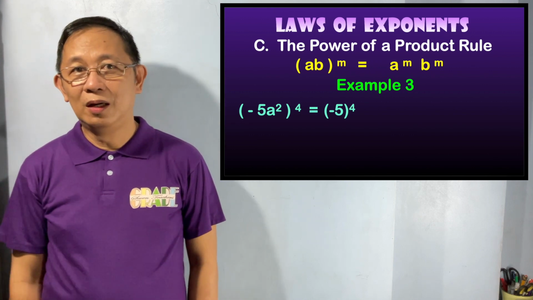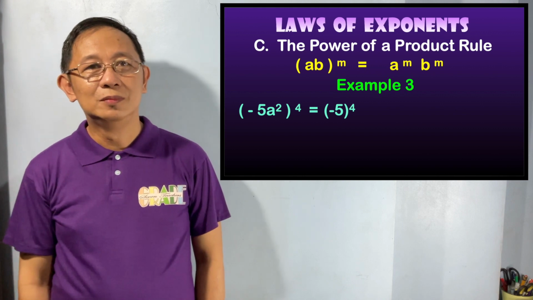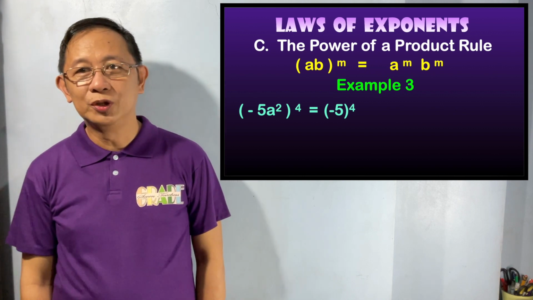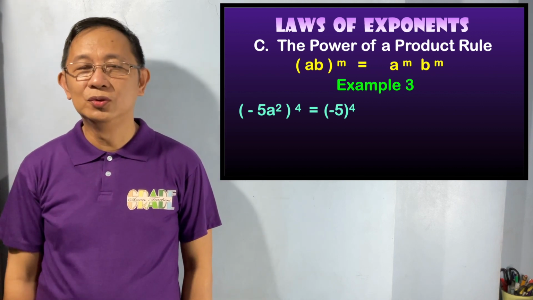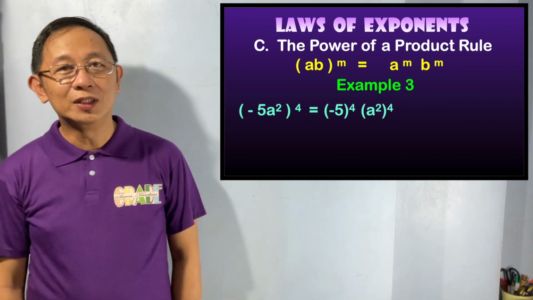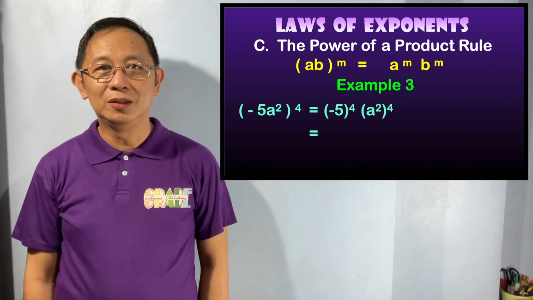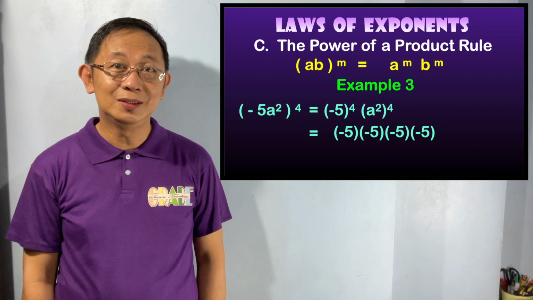So, always use parenthesis. So, negative 5 raised to the fourth power. Then share 4 to a squared. Ayan. And then, quantity negative 5 to the fourth power is equal to negative 5 times negative 5 times negative 5 times negative 5.